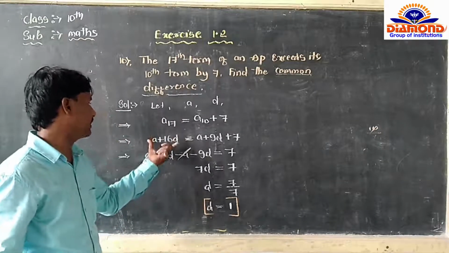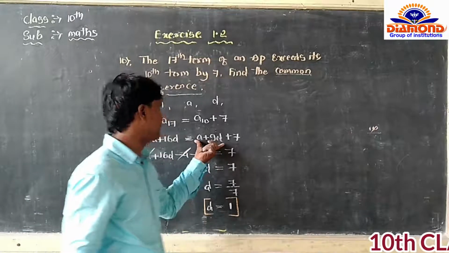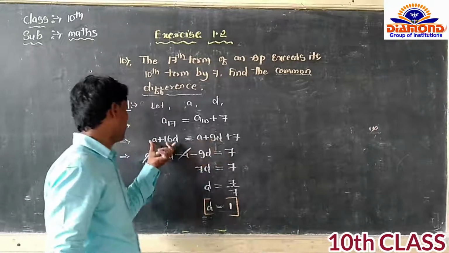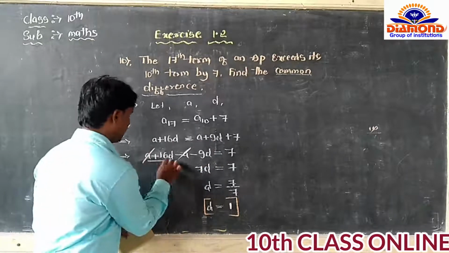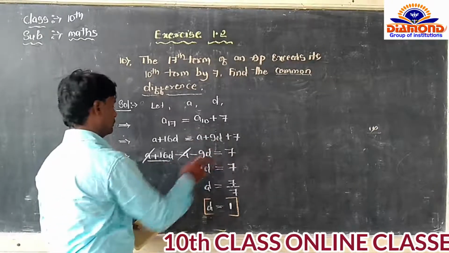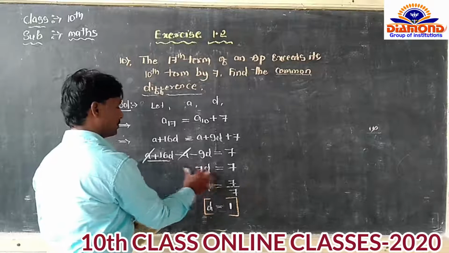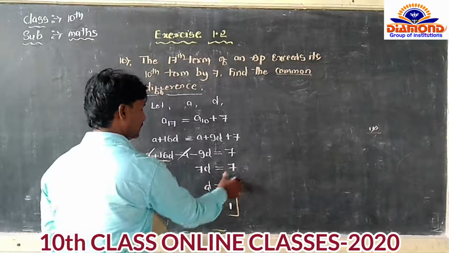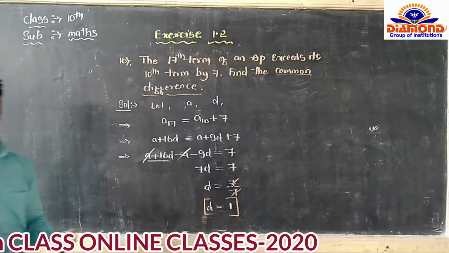The 17th term is written as a plus 16d, equal to the 10th term written as a plus 9d plus 7. This I wrote as it is, and afterwards I moved a, which becomes minus a, and 9d becomes minus 9d, equal to 7. Both get cancelled. 16d minus 9d is 7d, equal to 7. Next, d is equal to 7 by 7. Both get cancelled. Common difference is equal to 1, dear students.